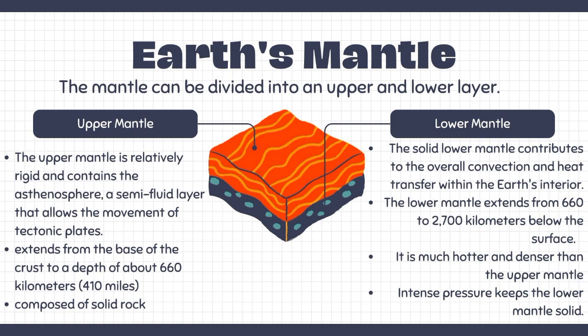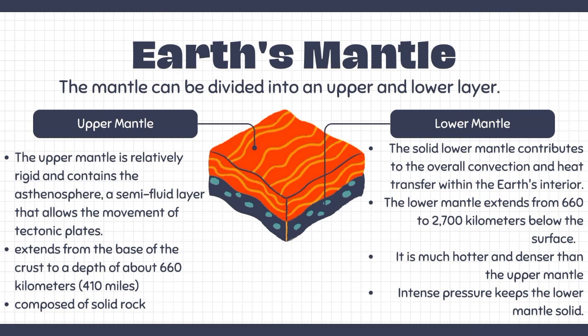The mantle can be divided into an upper and lower layer. The upper mantle is mostly solid, but its more malleable regions contribute to tectonic activity. The upper mantle is relatively rigid and contains the asthenosphere, a semi-fluid layer that allows the movement of tectonic plates. The upper mantle extends from the crust to a depth of about 410 kilometers and is characterized by its malleability and contribution to tectonic activity.